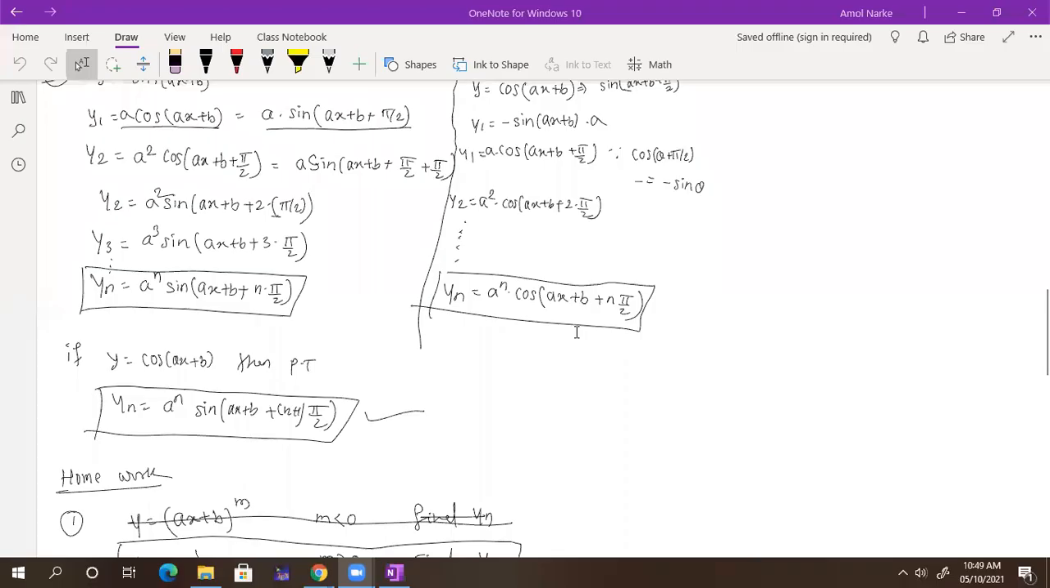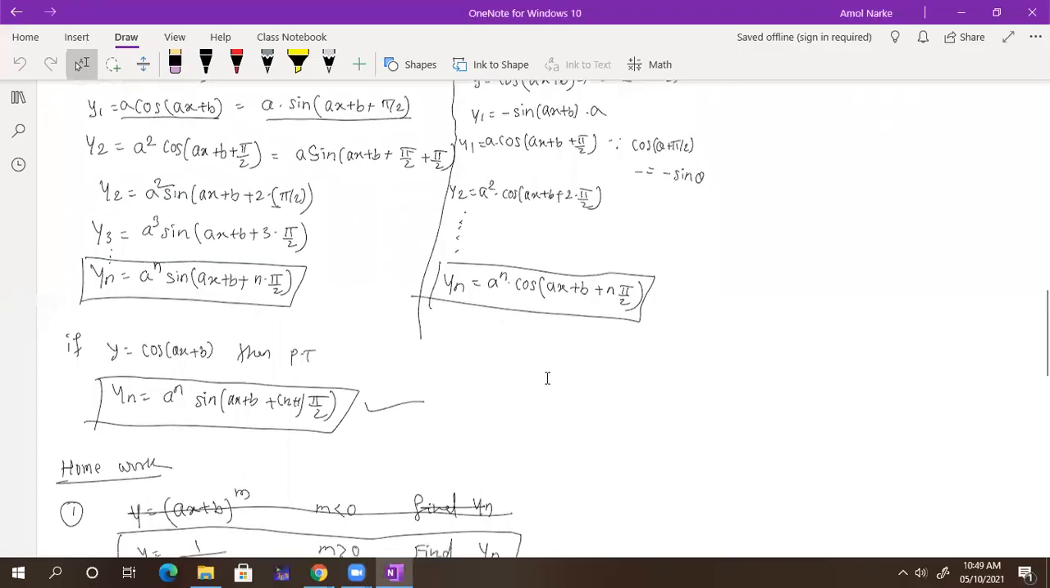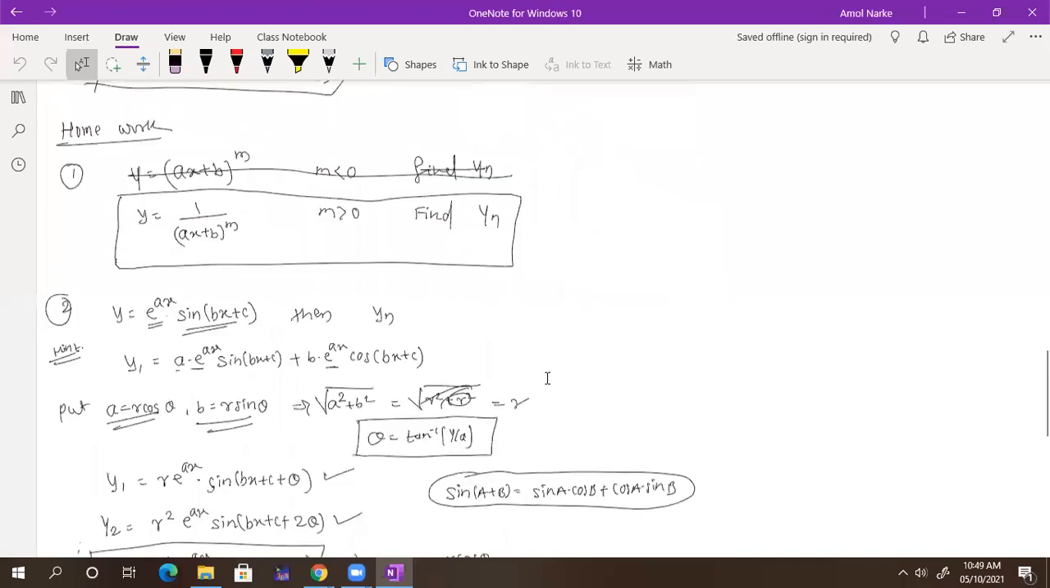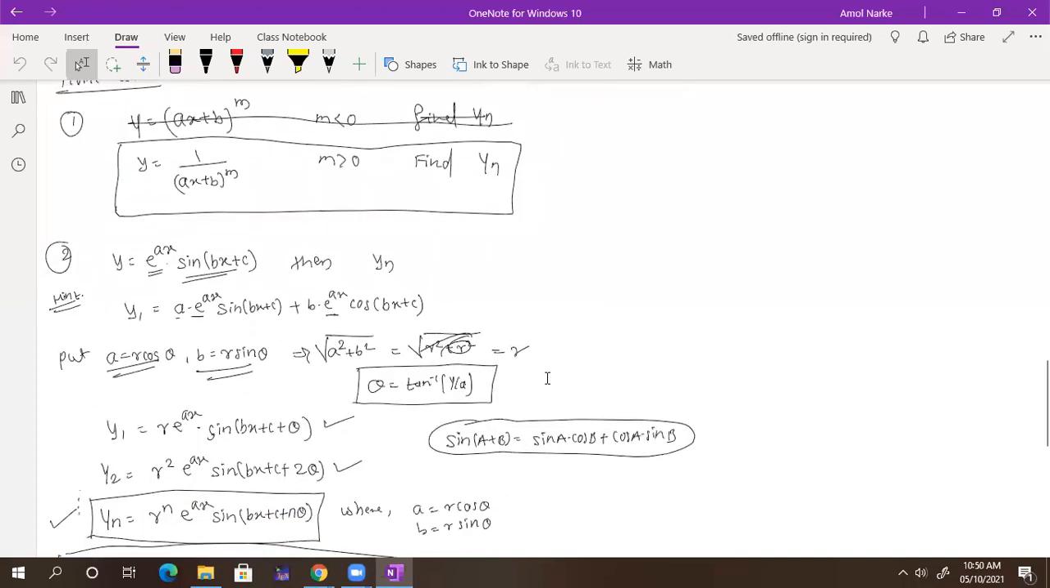Okay. So I have given one example for a homework. Which example is this? I'm talking about this example. Yes. So anyone, please tell me what is the nth derivative of that particular function. Now, what is yn for ax plus b raised to m? Anyone?